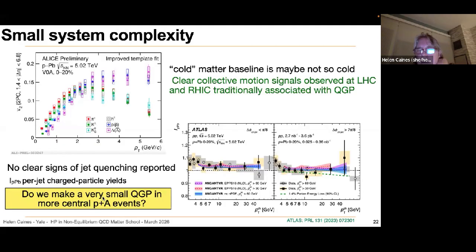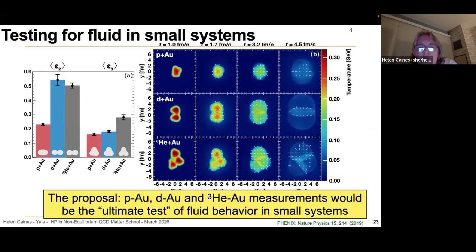So maybe we would just make a very small quark-gluon plasma in the more central pA. It's small, but it is a liquid drop, so you start to see collective motion, but it's not big enough or long-lived enough to actually cause jet quenching, to cause energy loss of the partons passing through it. So the test was thought up.